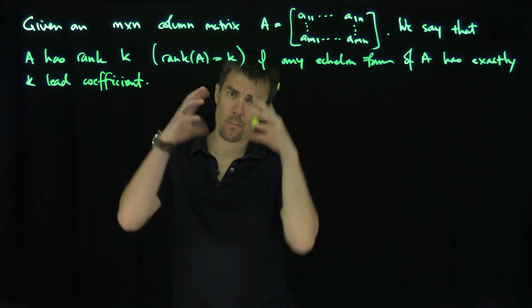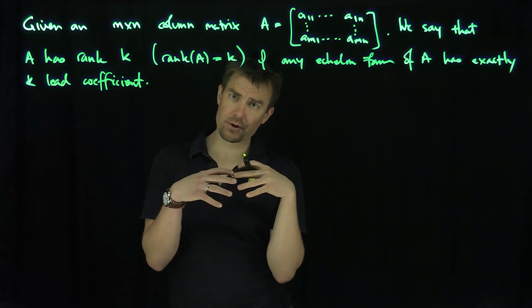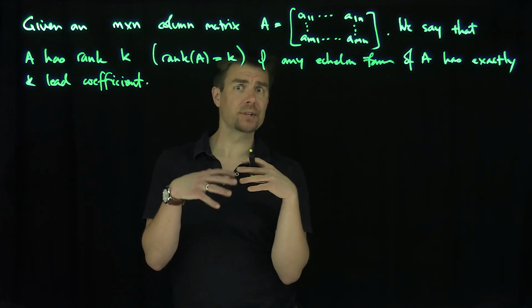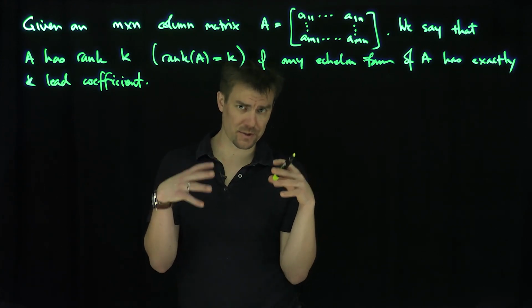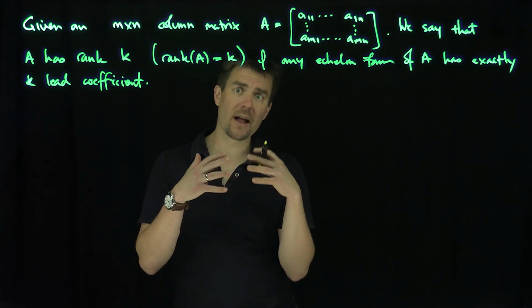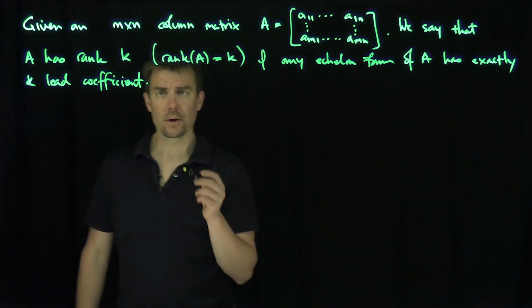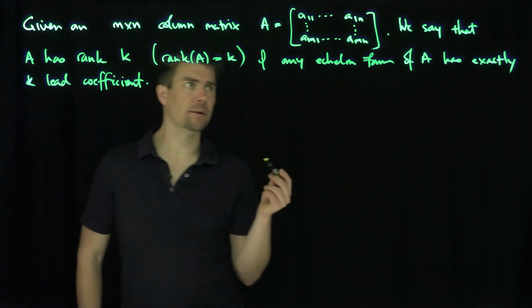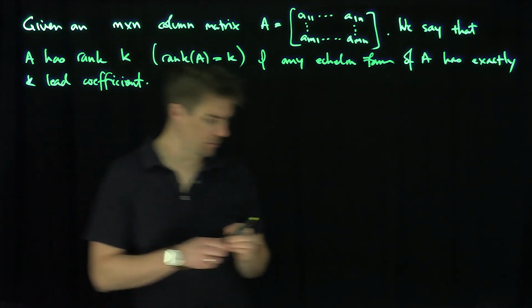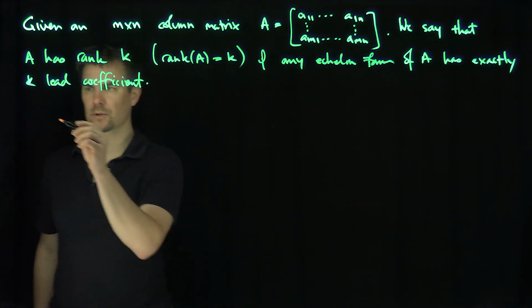So we take A, we put it into a row echelon form, we count the number of lead coefficients in that matrix, and that number is independent of the echelon form that the matrix is in. In particular, it could be in a reduced row echelon form, and that number is going to be the rank of the matrix. Okay? Excellent. So what is a characterization of this? We have the following proposition.